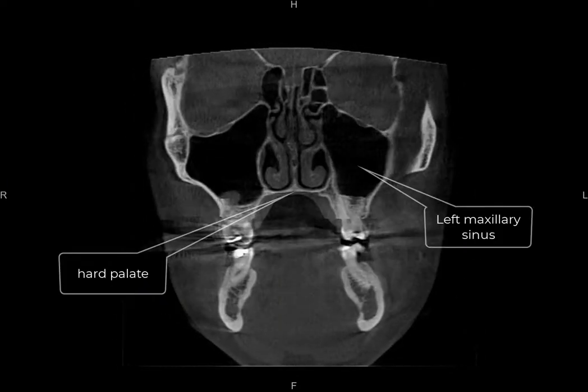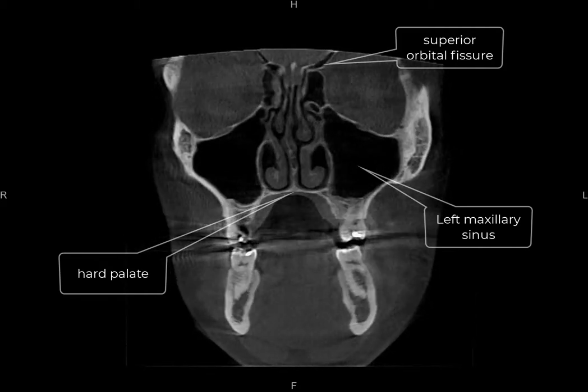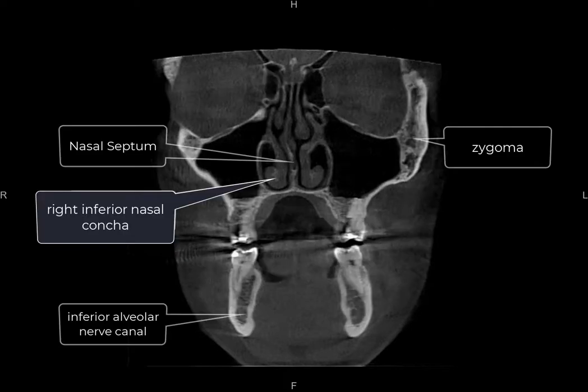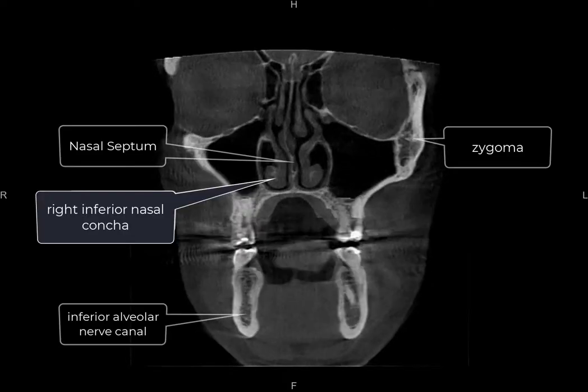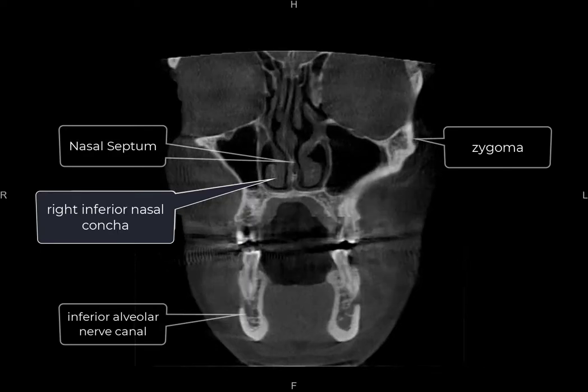We also see the hard palate, the maxillary sinus, and superior orbital fissure. We continue to see the zygoma. We now see the septum, the inferior nasal concha, and the inferior alveolar nerve canal.